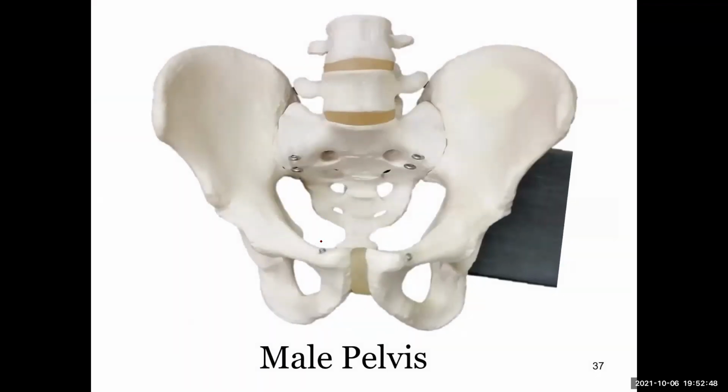Here's the male. Okay, you can see here, the ones that really jump out at me are the subpubic angle. It's sharper, okay? It's a smaller angle. And then the ilium does not flare out as much as it would in a female pelvis.